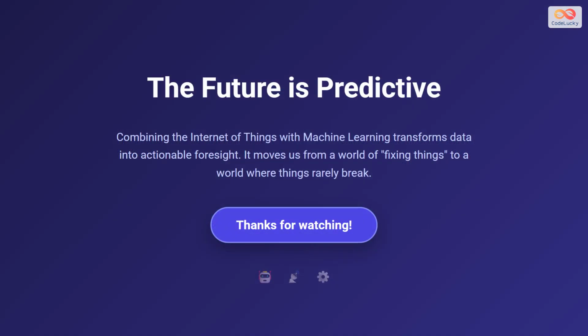To wrap up, the combination of IoT and machine learning is shifting industry from a reactive mindset to a proactive one. We are moving towards a future where machines tell us when they need help, ensuring efficiency and reliability across the board.